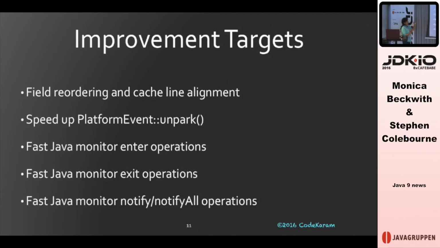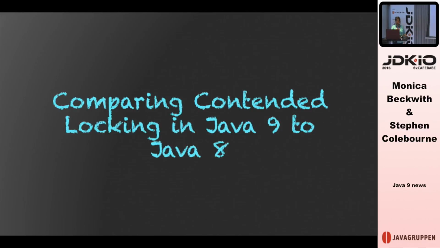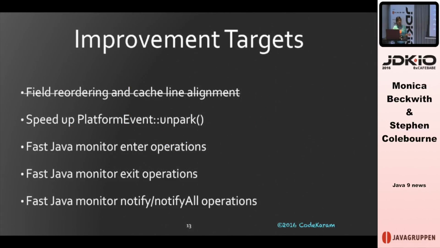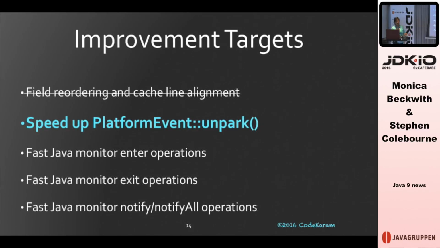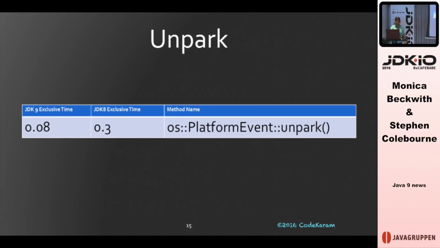Again, we don't have enough time to look at all the field reordering and cache line alignment because that's a big session in itself and a very effective session too. So let's just compare contended locking in Java 9 to Java 8. Like I said, I'll show you how it looks, but I have just captured snippets in this presentation. Not going to talk about the first one yet, or not in this session at least. So we'll look at speed up platform event on Park.